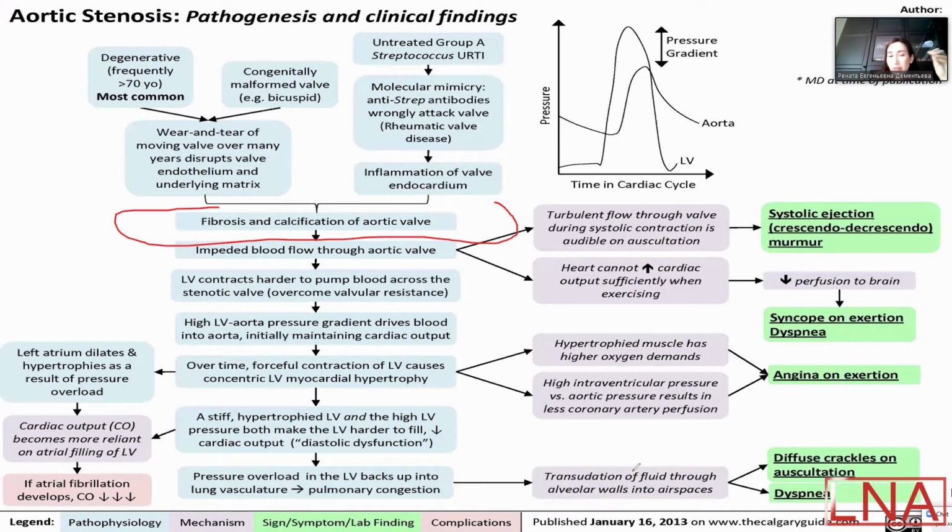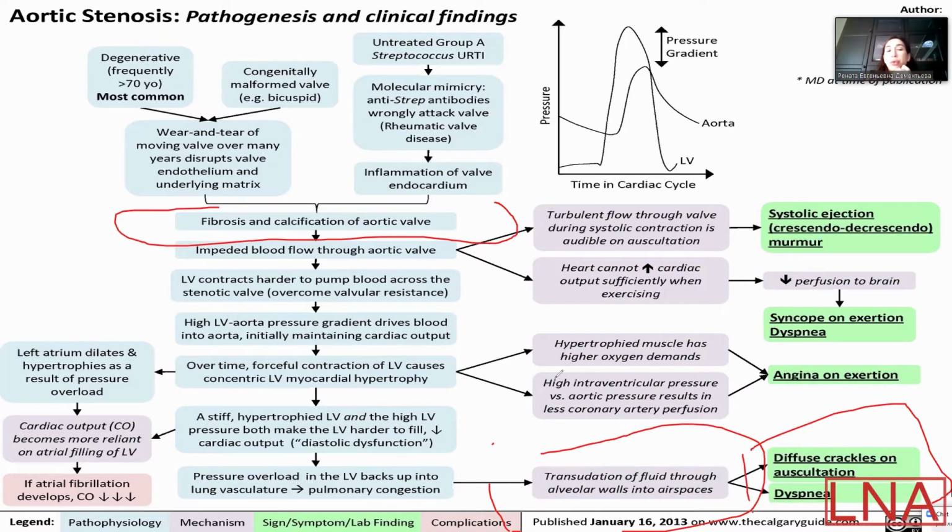Pulmonary congestion leads to transudation of fluid through alveolar walls into the airspace, diffuse crackles on auscultation, dyspnea, shortness of breath, respiratory distress syndrome of adults. Over time, forceful contraction of the left ventricle leads to hypertrophied muscles, which have higher oxygen demands; high intraventricular pressure and aortic pressure result in less coronary artery perfusion, leading to developing heart attack.